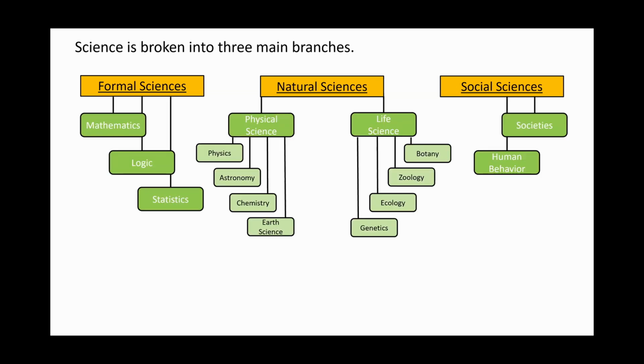So science is broken down into 3 main branches. You have your formal sciences, which are things like mathematics, logic, and statistics. You have your social sciences, which are things like societies and human behavior. And then you have your natural sciences, which break down mainly into physical science and life science. And life science is things like biology, zoology, ecology, genetics. Physical science includes things such as physics, astronomy, chemistry, and earth science.